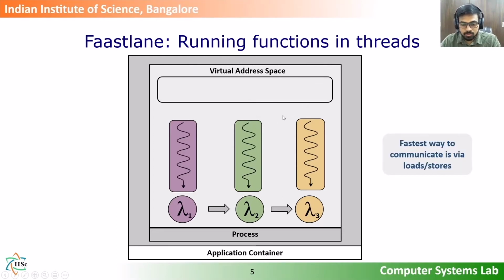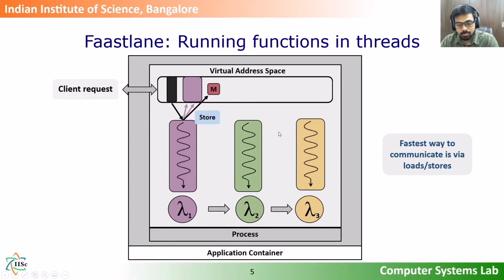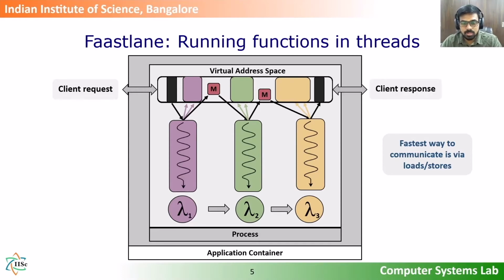In this example of three functions executing in sequence, upon a client request, the first function Lambda1 is launched. Lambda1 uses some part of the virtual address space to carry out function execution. Next, Lambda1 stores its output M in some other part of the virtual address space. The next function in the workflow, Lambda2, loads the message M and then continues execution. Functions use some part of the virtual address space to carry out their execution, and some other parts of the virtual address space to transfer messages. The output of the last function, Lambda3, in this example is written as a response to the client.